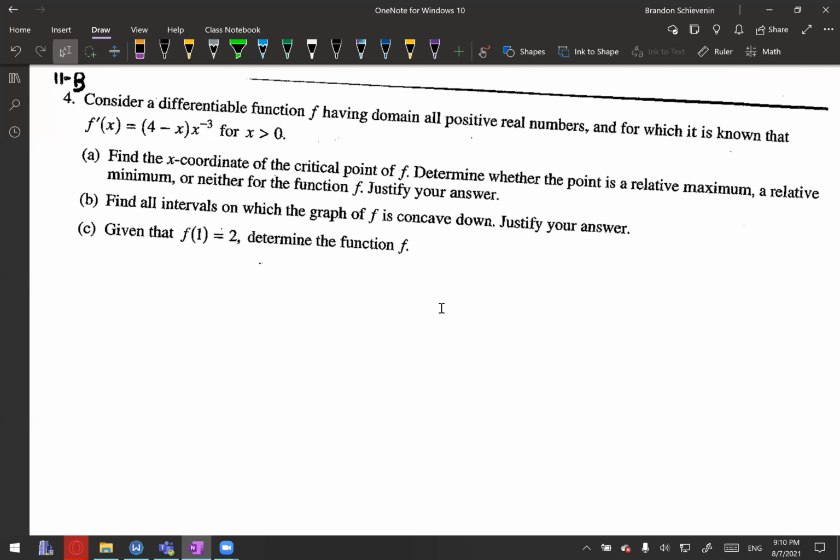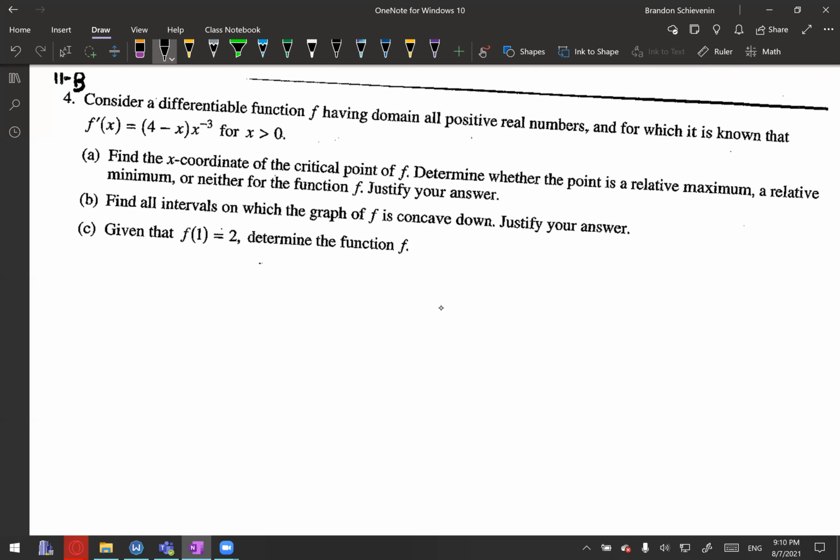Okay, so I've got a differentiable function, which has all positive real numbers that are okay to plug into it, and for which the derivative is given here. The first thing they want us to do is find the x-coordinate of the critical points of f, and determine whether that point is a relative minimum, maximum, or neither, and justify our answer.